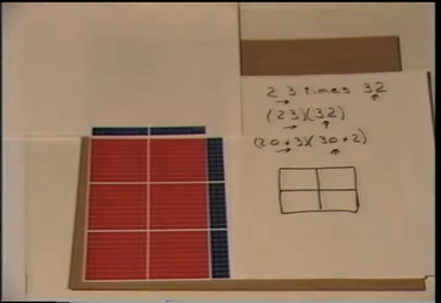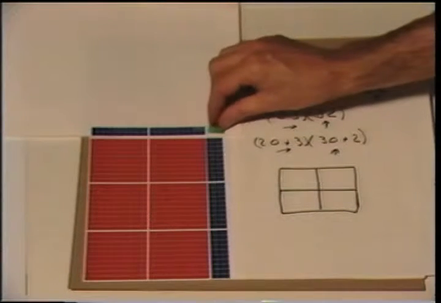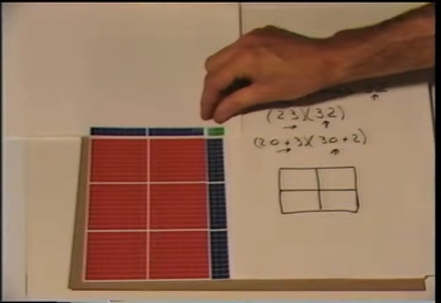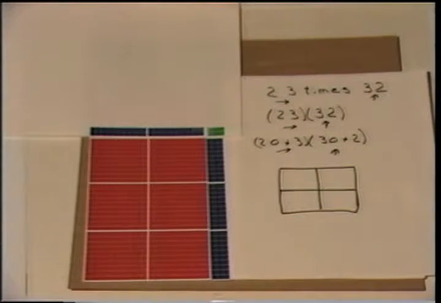Now I need to fill in the corner. I fill in the corner, and I multiplied. What is multiplication? Multiplication is building a rectangle. It is building a rectangle so I can find its other name. What is its other name?